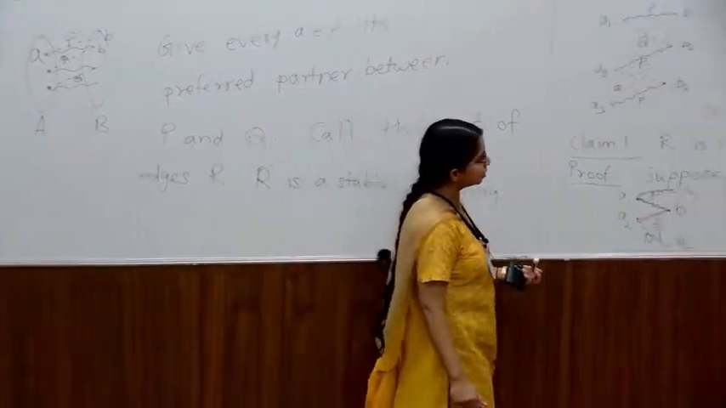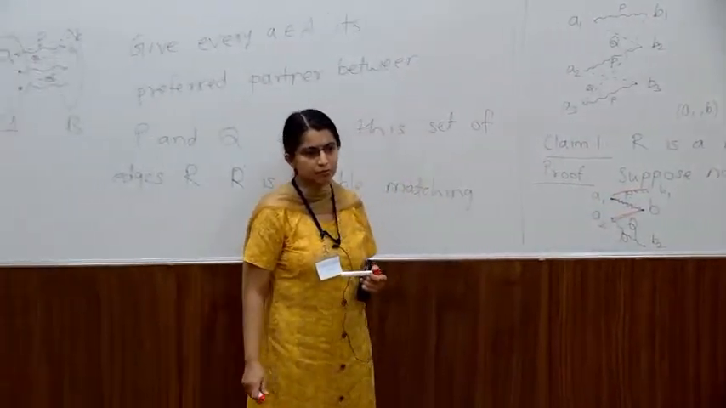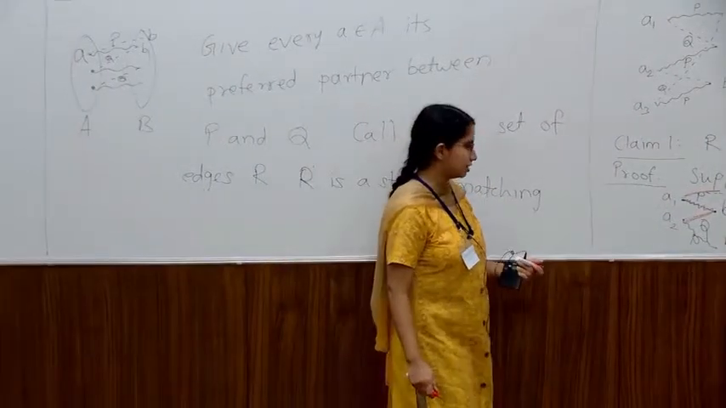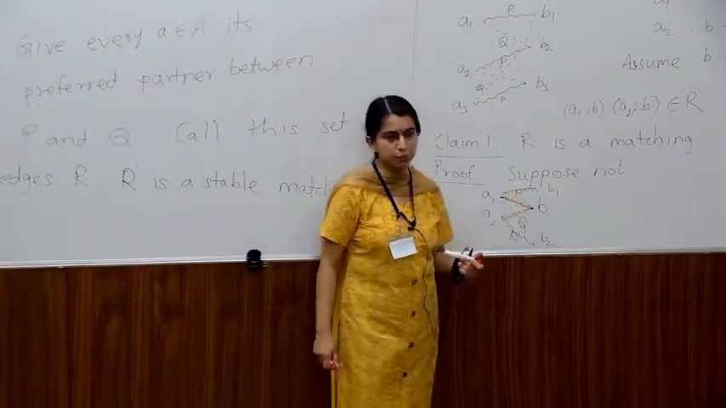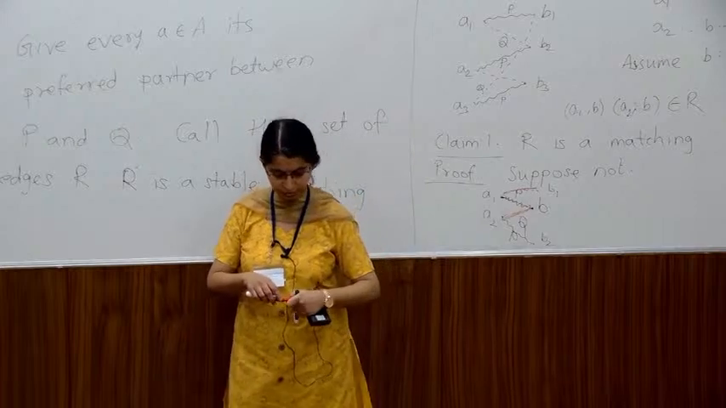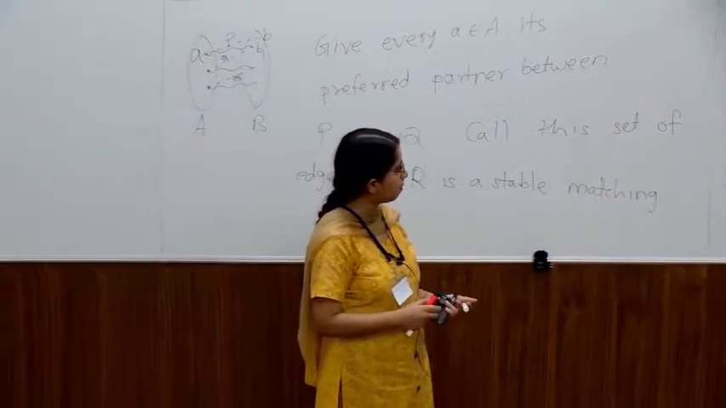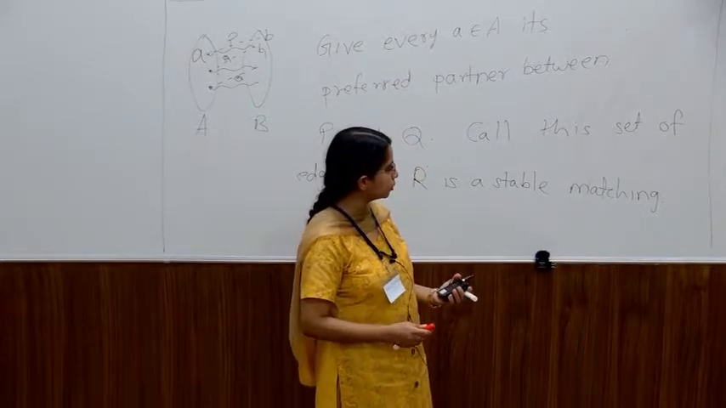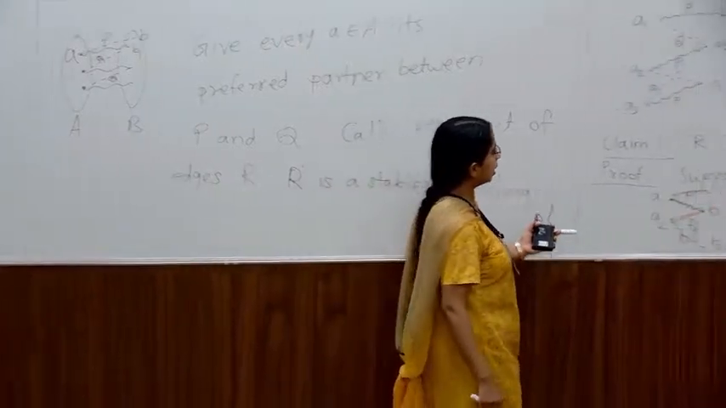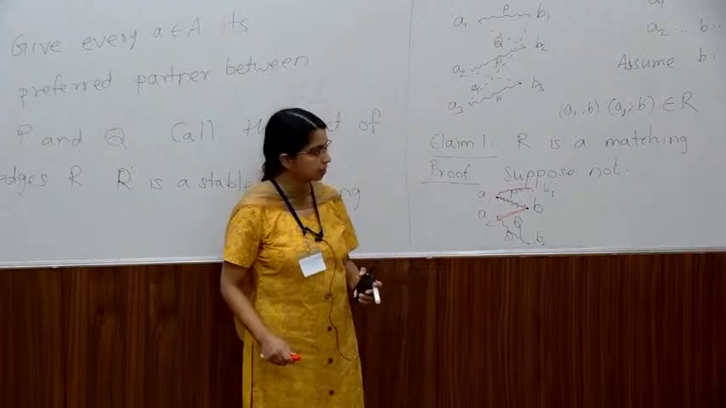Do we need to consider the other case when B prefers A2 more than A1? Yes. Right. So then A2B will become a blocking pair with respect to Q. So it is symmetric. But what we have proved so far is that R has to be a matching because two of the A vertices cannot get the same partner in R.